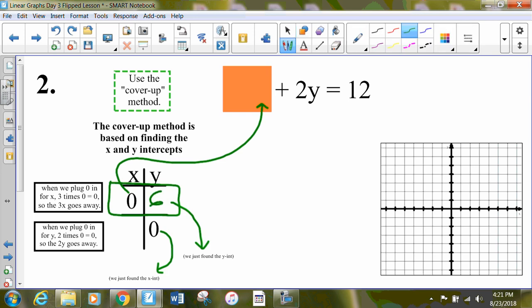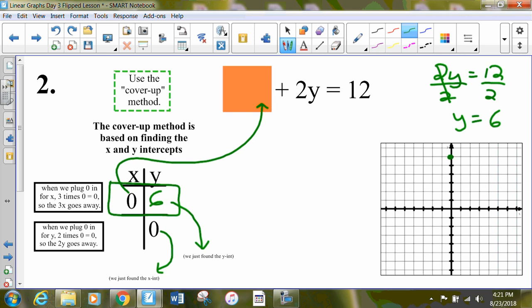Or you could do it formally. Either way is good. Okay, so we just found the y-intercept. That's going to be (0, 6). If we plot the point (0, 6), that 0 means don't go left to right, and 6 means go up. 1, 2, go up. 1, 2, 3, 4, 5, 6. There we go. We're halfway done.